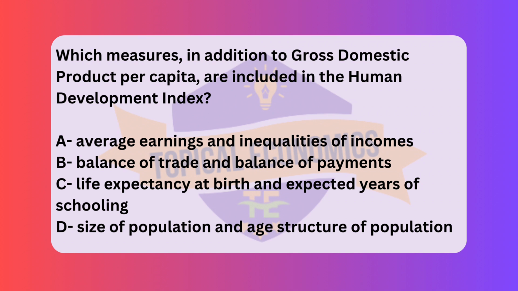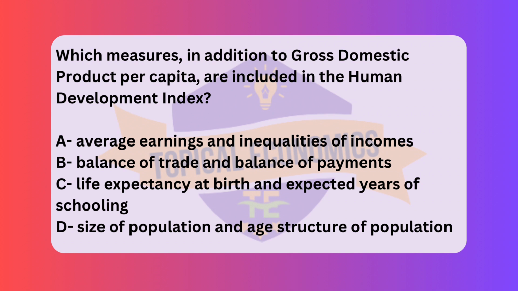The correct answer for this question is option C. The Human Development Index, HDI, includes life expectancy at birth, health, and expected years of schooling, education, both of which are crucial for assessing the quality of life in a country. These two additional factors help to broaden the measurement of human development beyond just economic output, GDP per capita, to include health and education, which are central to the overall well-being of the population.